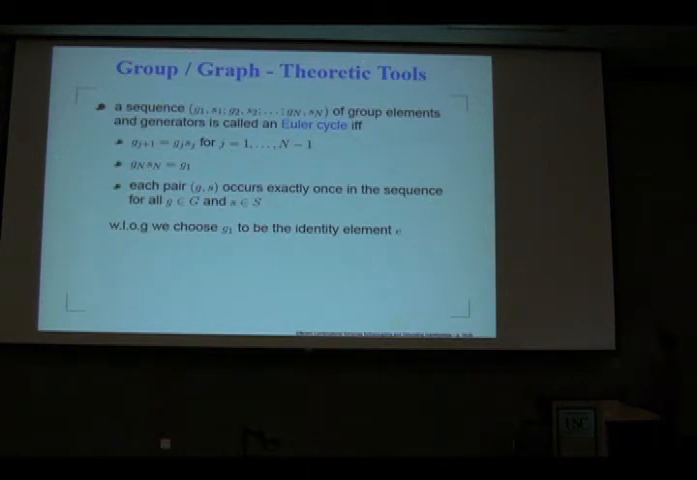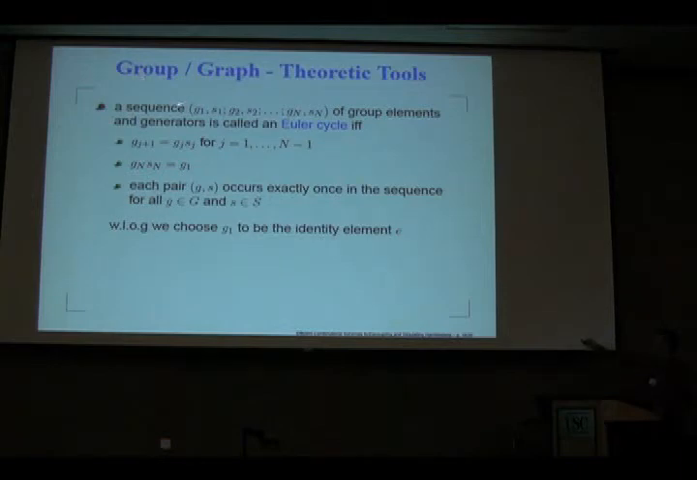Okay, so still more stuff to introduce. A sequence G1, S1, G2, S2, up to Gn, Sn of group elements and generators. Such a thing is called an Euler cycle if the following is satisfied. We obtain the next group element by multiplying the previous group element by Sj. And when we're at the end, if we multiply this element by this here, we want to come back to this element here. And what we want is that each pair G, S occurs exactly once in this sequence for all G in G and all S in S. Without loss of generality, we can assume that G1 is equal to the identity element.